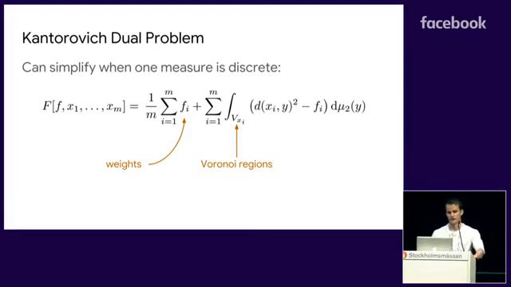Okay, right. So when one measure is discrete, which is the case here, since we're assuming the barycenter is discrete and uniform, this simplifies a lot. Right now, the optimization over the function f reduces to an optimization over a vector in R^m. And the infimum in the previous slide can be pulled out of the integral. In fact, you can specify it as a sum of integrals over Voronoi regions. Well, generalized Voronoi regions, so slightly weighted Voronoi regions.